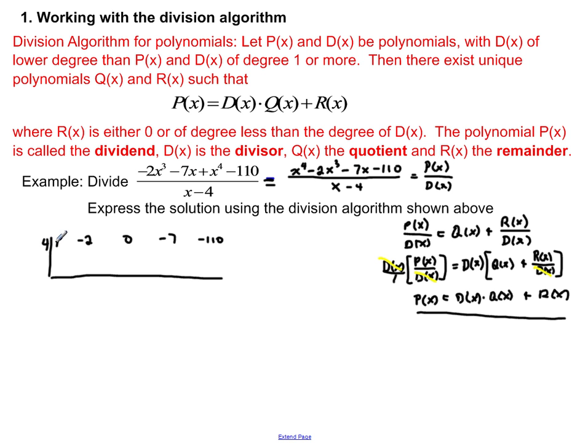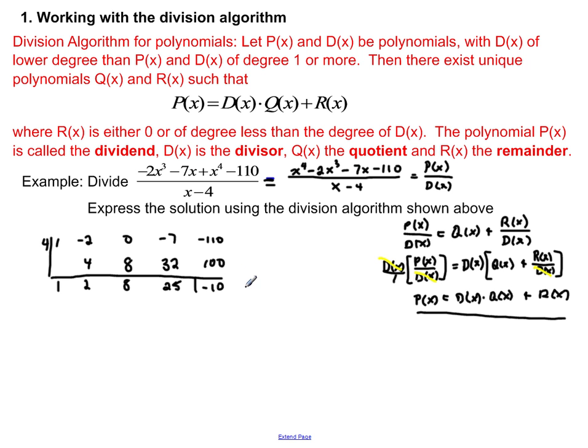And now we're going to carry out the synthetic division. Carry down the 1 directly, the leading coefficient. Multiply 4 times 1. Bring that result up. And then add down the column. 4 added to negative 2 gives me positive 2. 4 times 2 gives me 8. Added to 0 gives me 8. 4 times 8 is 32. 32 minus 7 gives me 25. And 4 times 25 gives me 100. Adding down the column, my remainder is negative 10.